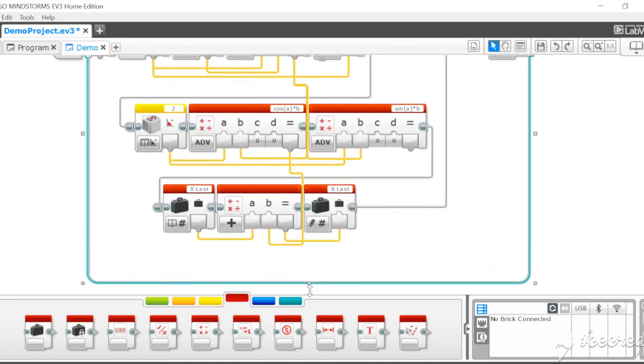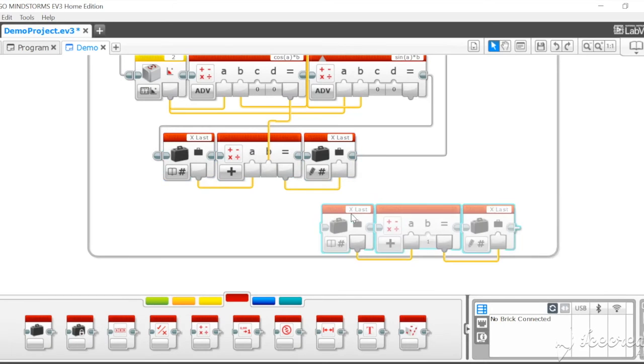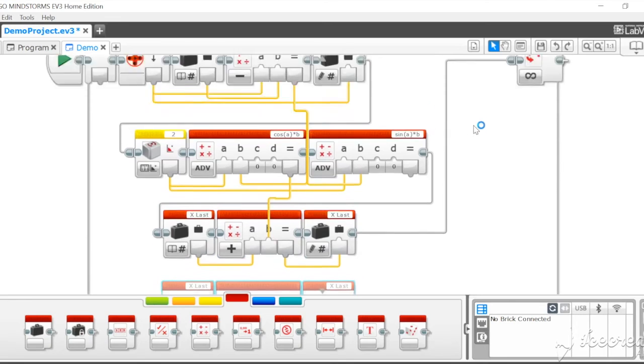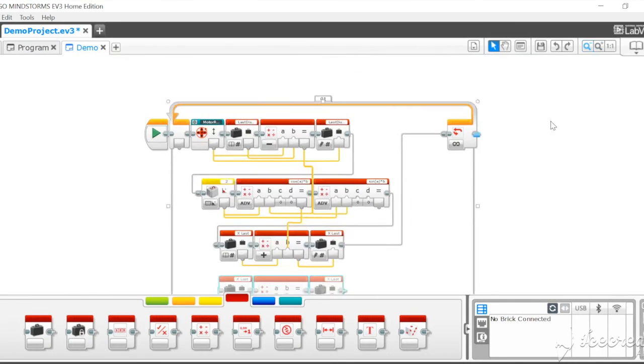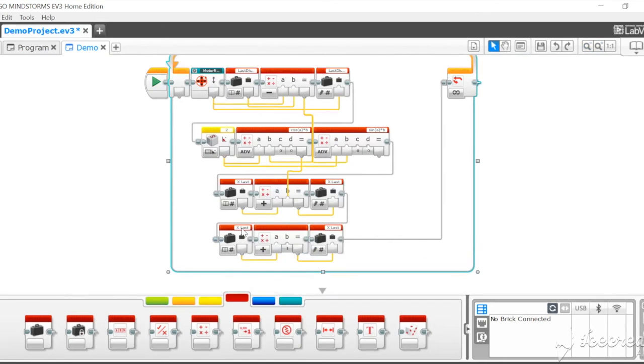And all you have to do for the Y now, if we make a new line, what you do is you can just copy this and put it below, and take the Y from up here and connect it up. And all you have to do now is change it from X last to Y last, and plug in the result of the sine block into this addition. And there you go, you've got your tracker.